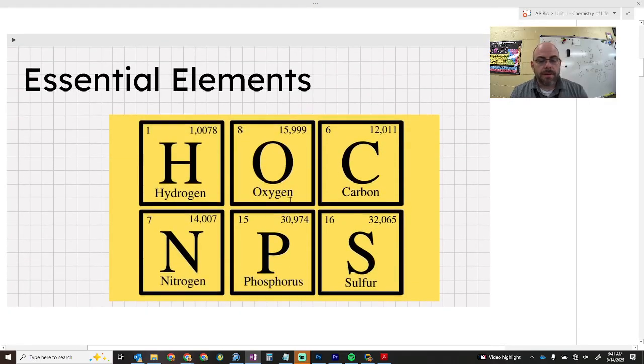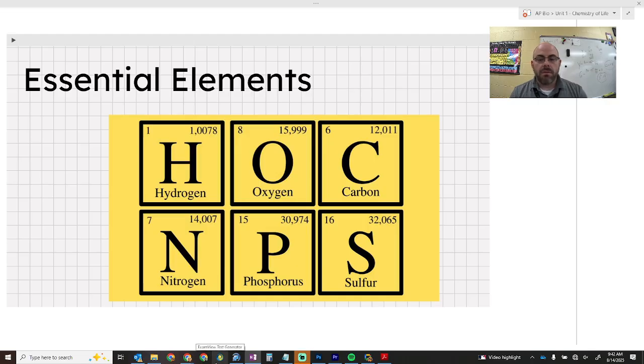Here they are. Well, there's obviously more than these elements in living things, but these are oftentimes considered the essential elements of living things. I like to use the acronym SPONCH, SPONCH, in order to show that.